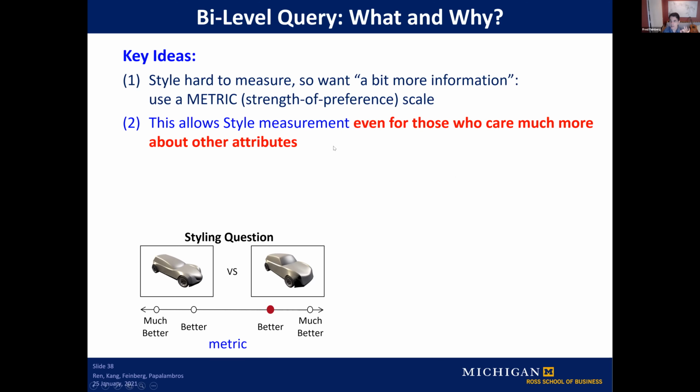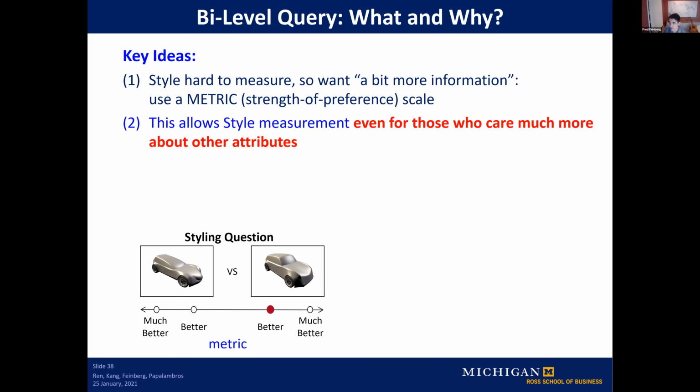This is the key point. This allows style measurement even for people who care much more about other attributes. Let me just give you an example. You're really cheap. Every profile I show you, you always pick the low price one. I've just learned nothing about your style preferences. You ignore it. You have them, but you don't factor them in. And hoping that I could adapt in this super high dimensional space quickly enough to figure out your style preferences, that's a dicey proposition.